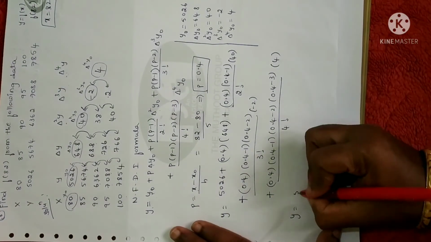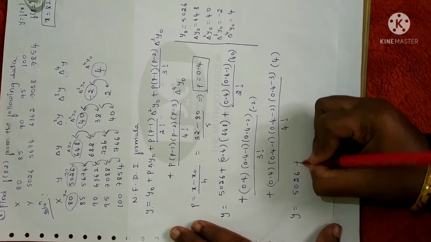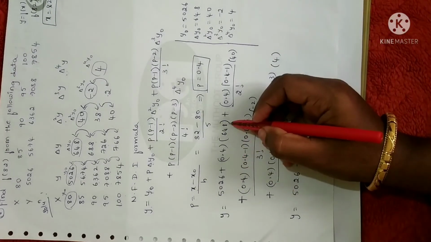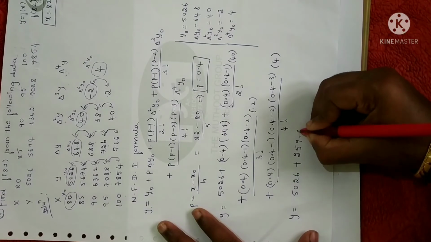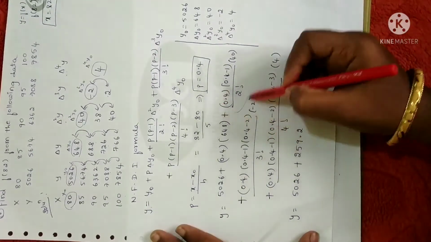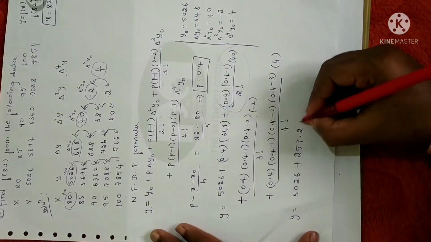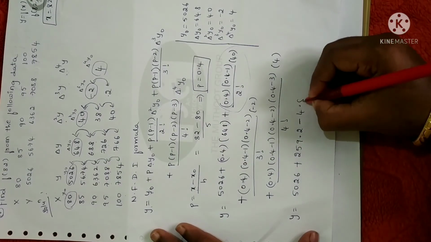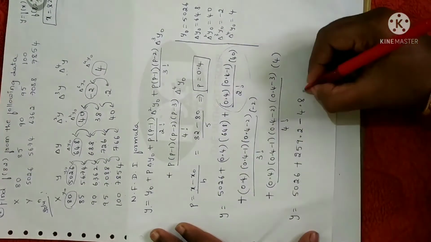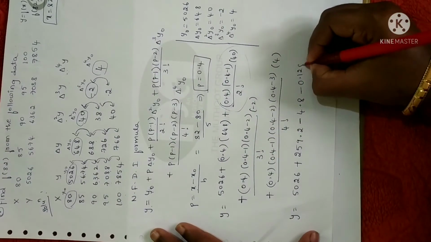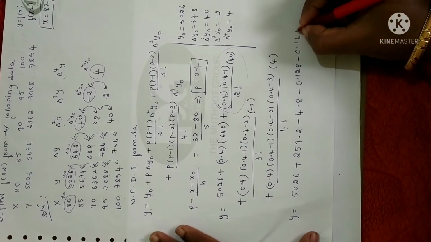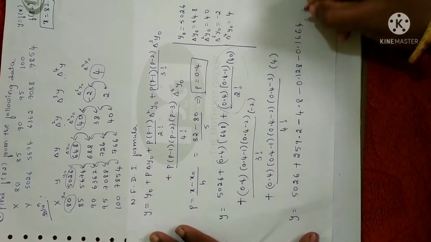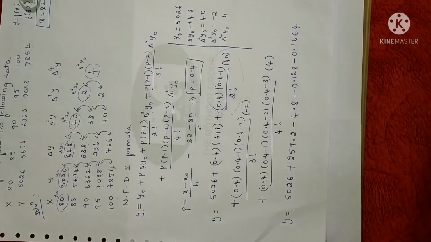So the first term, 5026, as it is. Next 0.4 into 648. If you multiply these two terms, you will get 259.2. Next, let me simplify this term. Use the calculator as I already showed in the previous problem. If you simplify, you will get minus 4.8. Similarly, simplify this, you will get minus 0.128. Similarly, simplify the last term. I'm sorry, it is minus 0.1664. Anyhow, I will show you the last term.